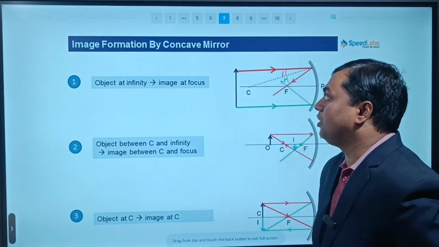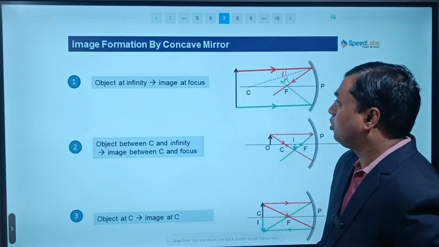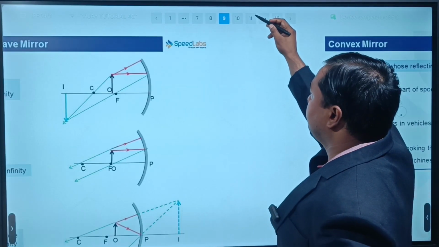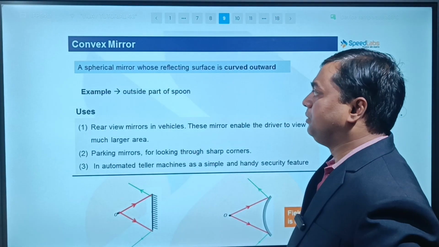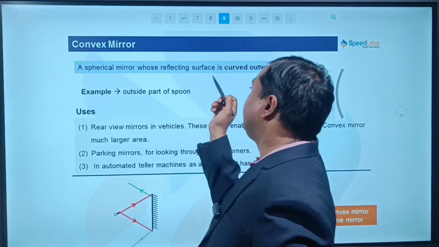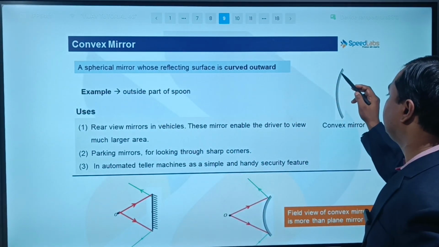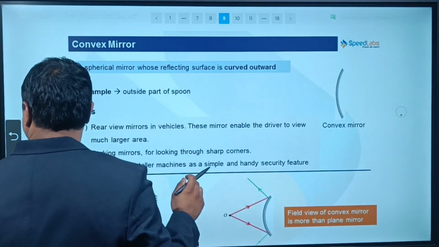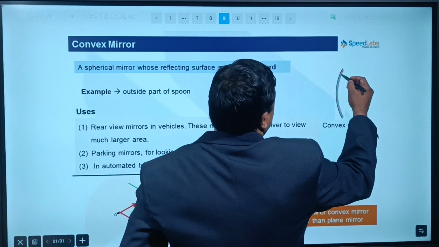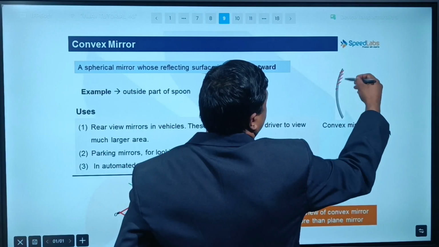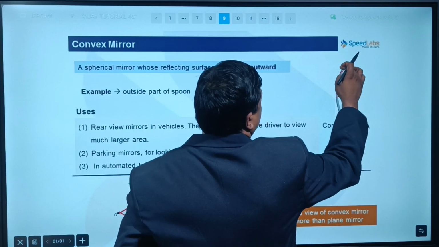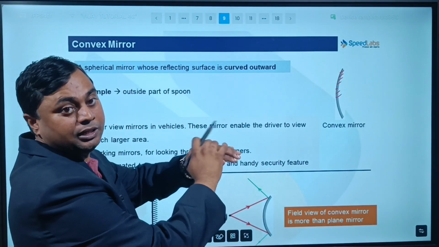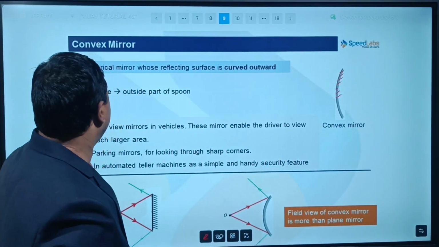Let's talk about the convex mirror. Image formation by concave mirror is there, but before that you will see the convex mirror, a spherical mirror whose reflecting surface is curved outward. You can see here, this part is polished. So the reflecting surface is curved outward. We are seeing from this side. So in the spoon, if you see from the bulging out part, this is a convex mirror.